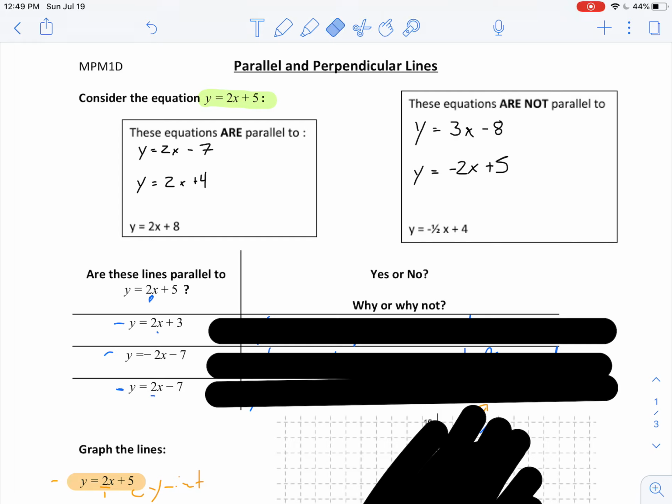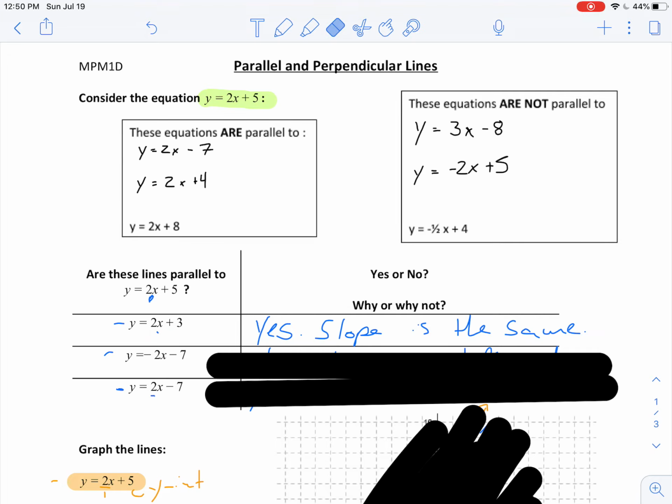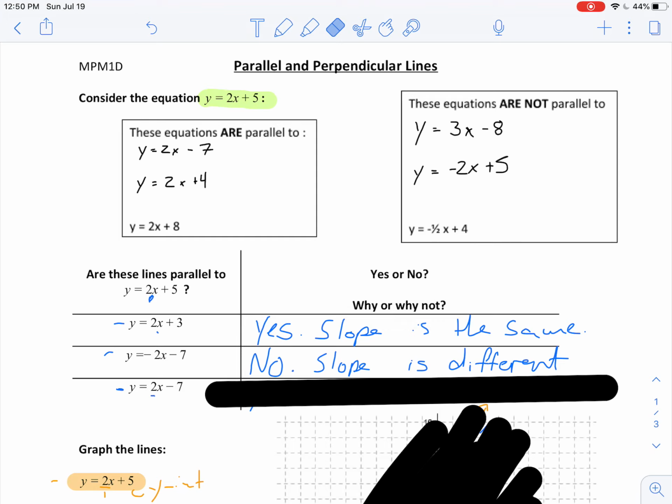So when we look at this here, y equals 2x plus 5, our same example, we're going to determine whether these lines are parallel or not. So the first one we have is y equals 2x plus 3. Is it parallel? Yes, because the slope is the same, right? The slope indicated right here is the exact same as this line, therefore it is a parallel line. The next one, y equals negative 2x minus 7, would not be parallel simply because the slope is different. Even though the m value is the same, this is negative, whereas this is a positive slope.